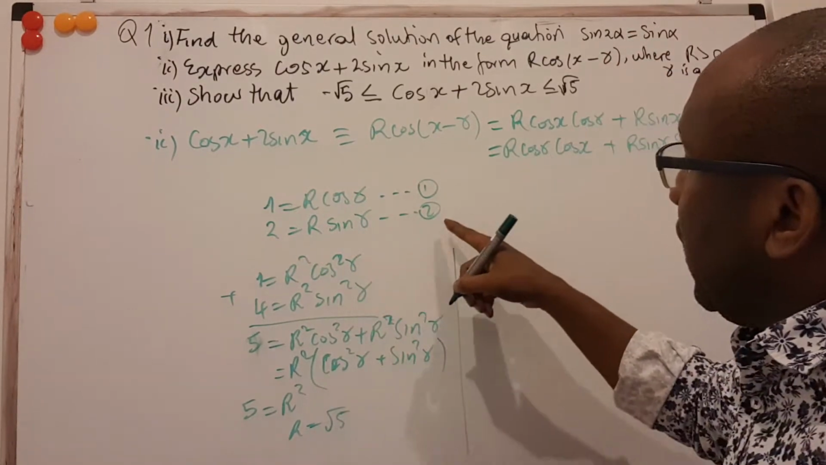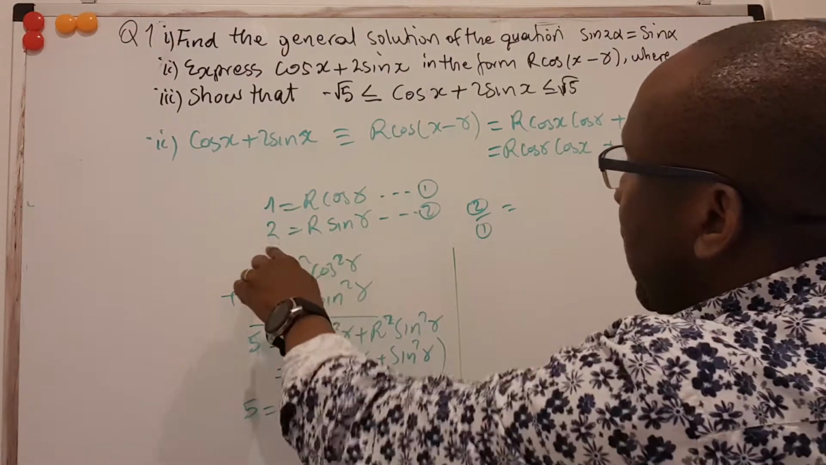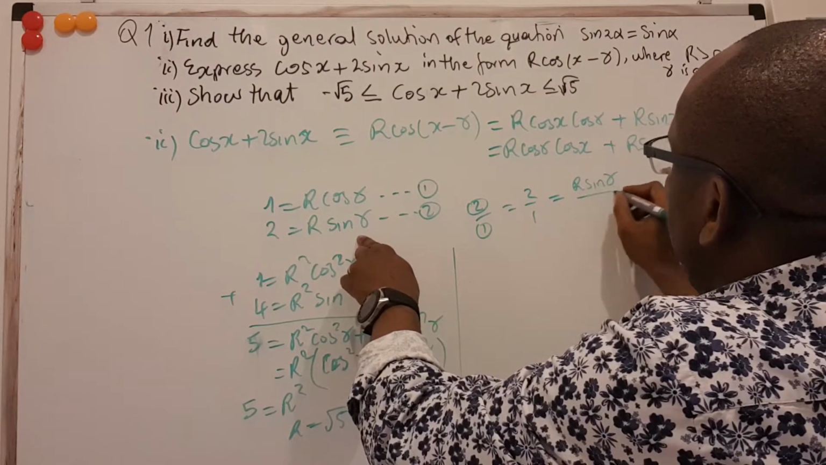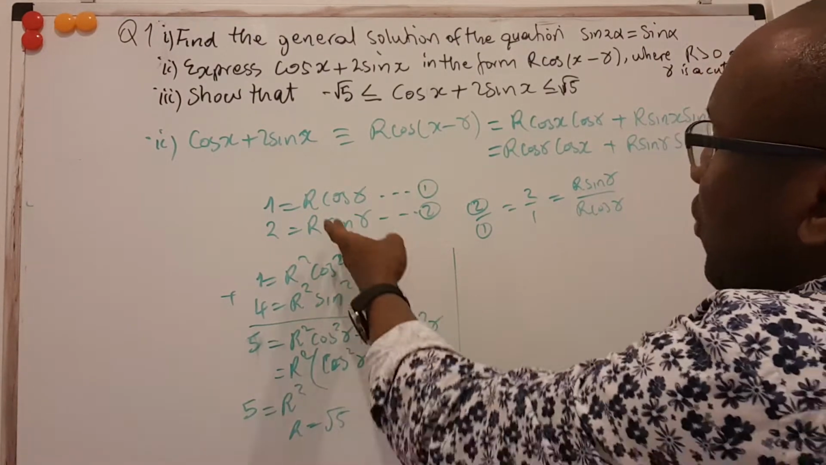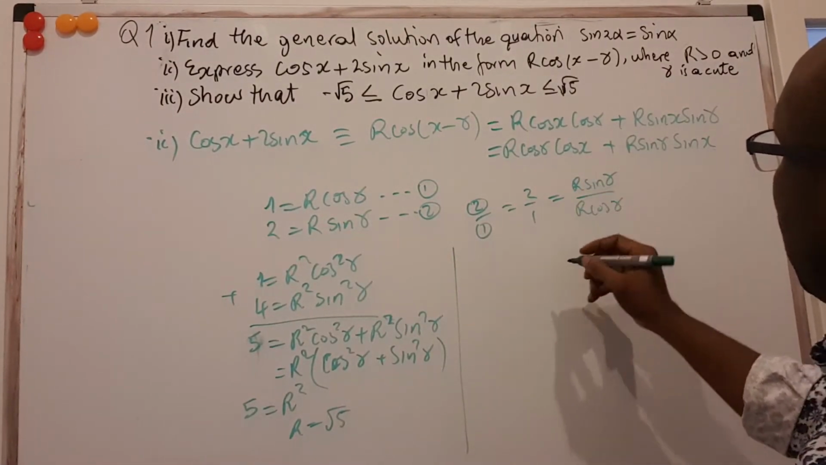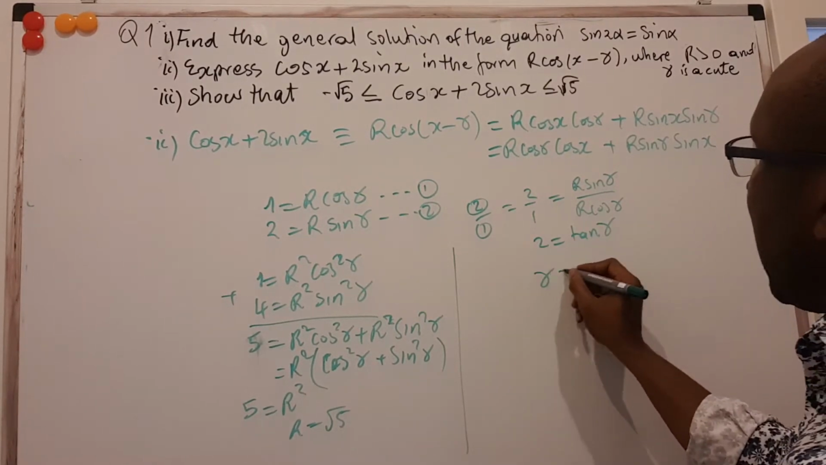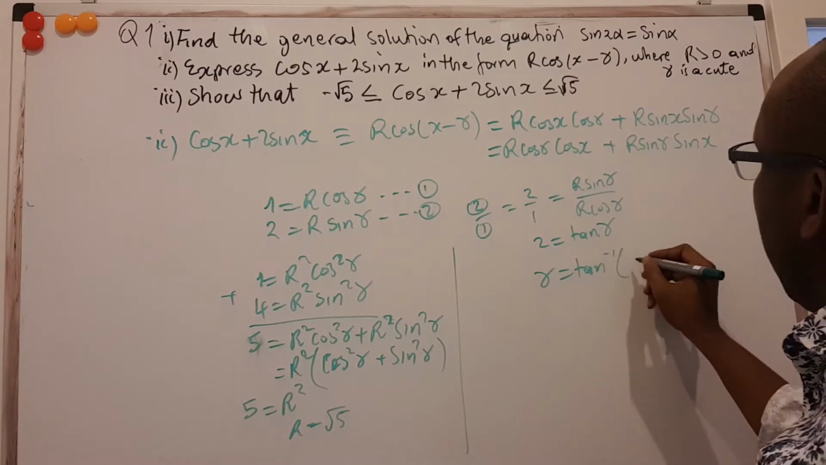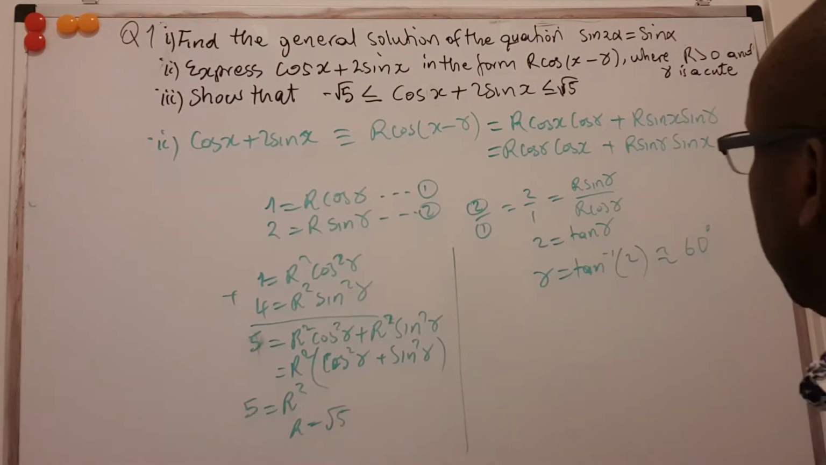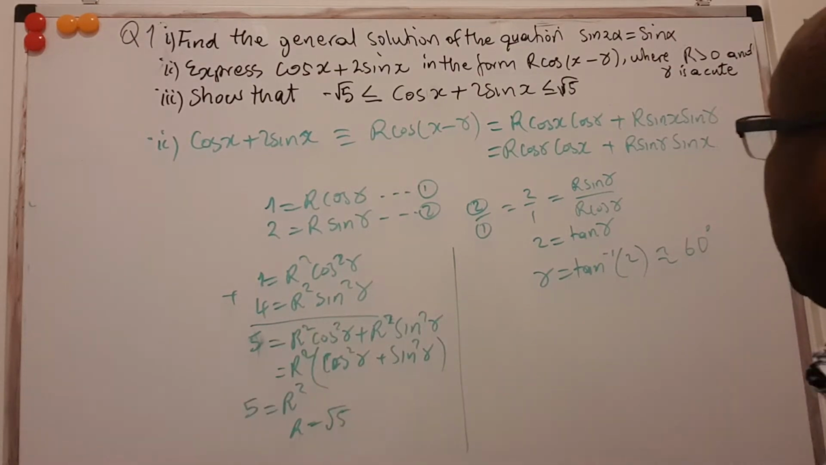If I divide equation 2 by equation 1, that is 2 on 1, which is equal to r sine gamma all over r cos gamma. I want just to get the tangent, otherwise you have to do much more work. The r's go off, and 2 is equal to the tangent of gamma. So gamma is equal to the tangent inverse of 2. This should be approximately 60 degrees. Normally it's like 63 point something, but for neatness, I would just say approximately 60 degrees. In the exam, you can use a calculator.